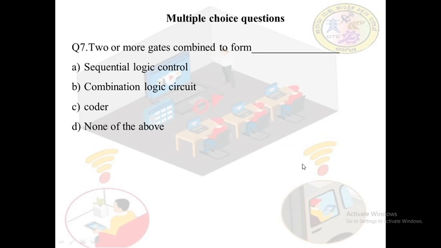Question 7, a very simple question, two or more gates combined to form sequential logic control, combinational logic circuit, coder, and none of the above. So a sequential logic controller has combinational circuit and memory. Combinational logic circuit is nothing but a combination of two or more gates. Therefore B is the right answer for the seventh question.